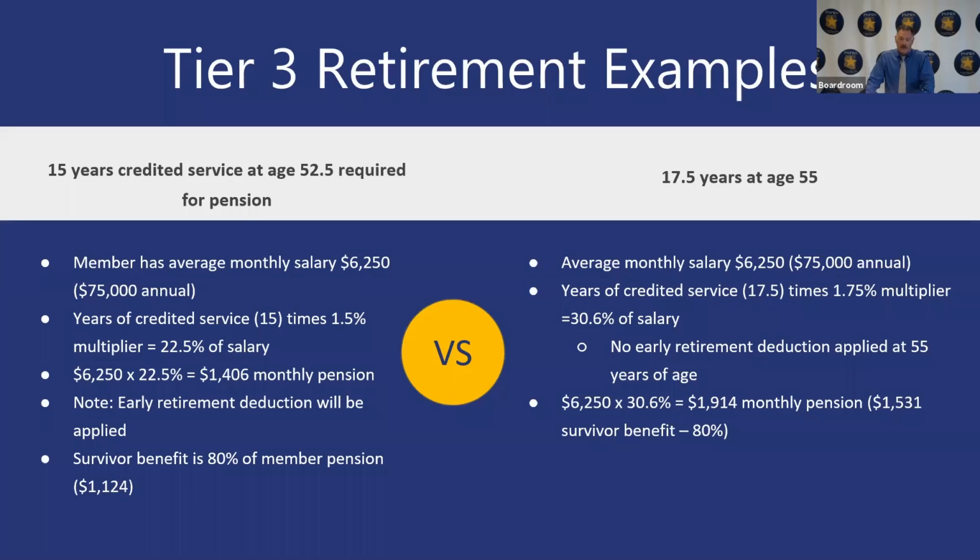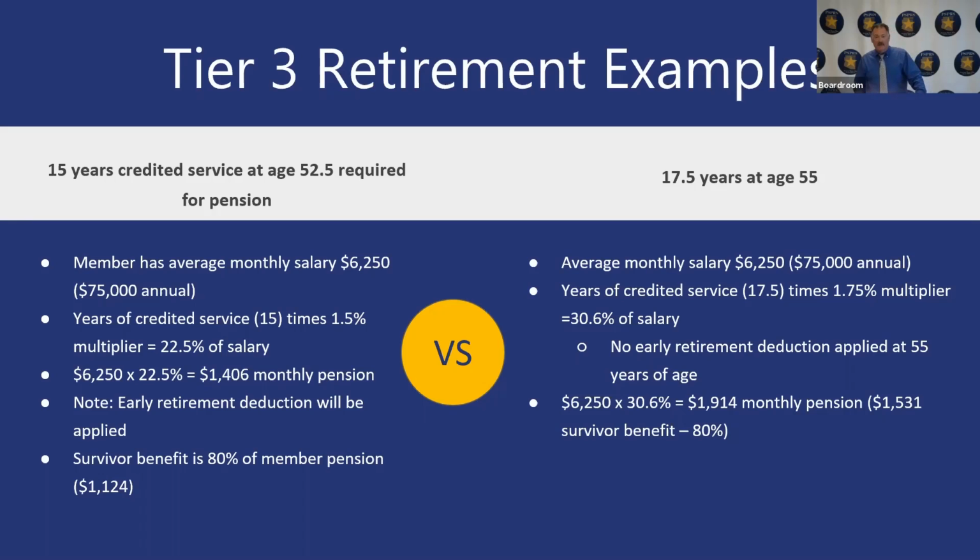So I think the numbers that we're looking at here for the early retirement might be a little bit higher because, again, the penalty for leaving early is not applied, and that survivor benefit looks like about $1,124, again, for the rest of that survivor's life.